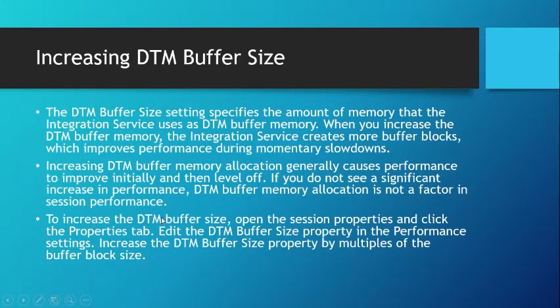performance. Okay, to increase DTM buffer size, open the session property and click the Properties tab. Edit the DTM buffer size property in the performance setting. Increase the DTM buffer size property by a multiple of the block size. Okay, so this way you can update.